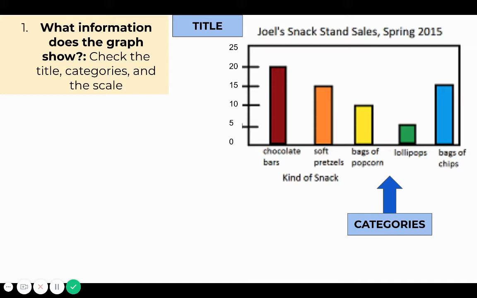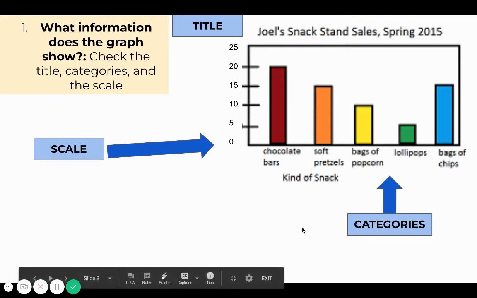It's important to know the different categories so that you can answer questions about them. And finally, I'm going to take a look at that scale. This scale is different than the last one because, as you can see, it counts by 5s. We always want to make sure we look and see what the scale looks like.